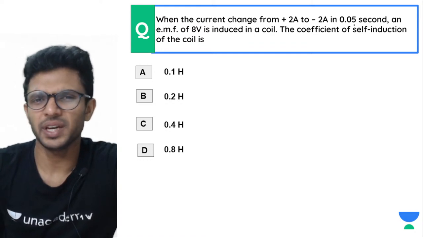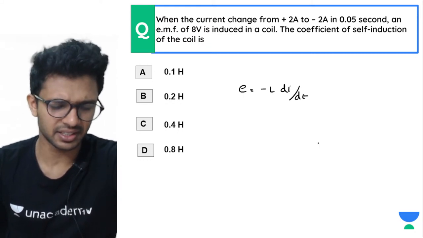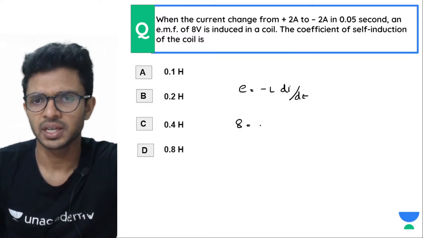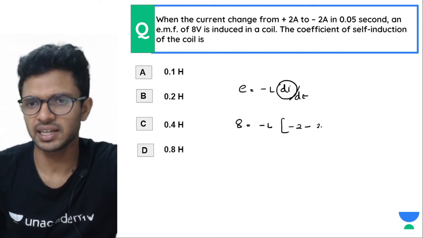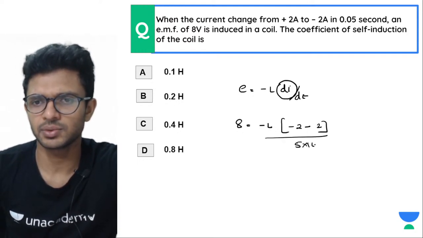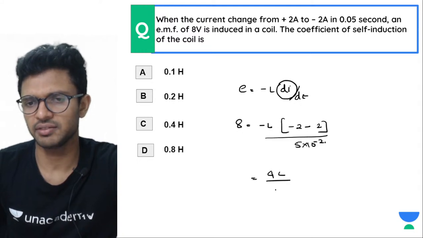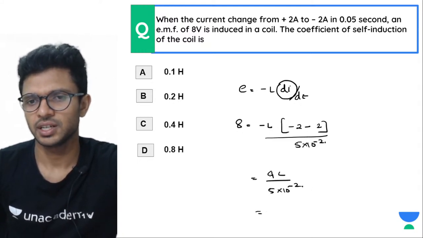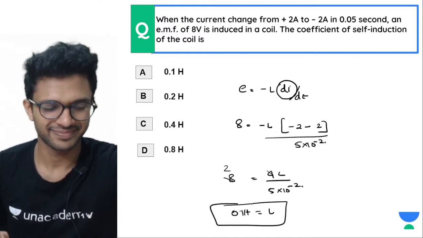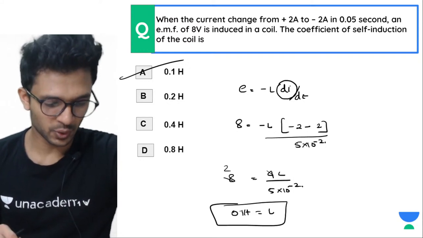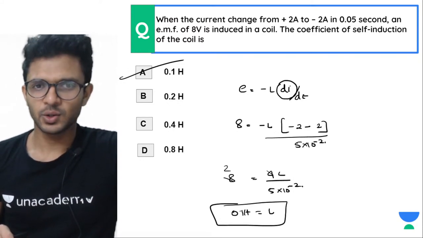Let's do it. And it's very simple. What's the formula for EMF induced in a self-induction? Minus L di by dt. You know, everything is given. What has been given? EMF is given, 8. Minus L, okay? What is di? Change in current. That is final current, that is minus 2, minus initial current, which is plus 2. Whole divided by time, which is 5 into 10 power minus 2. So minus 2 minus 2 is minus 4, into L, that is 4L divided by 5 into 10 power minus 2. So 4 and 8, 2 times, right? 5 2s are 10, into 10 power minus 2 is 0.1 henry, is it? Option A. Clear? So it's option A. Very simple.